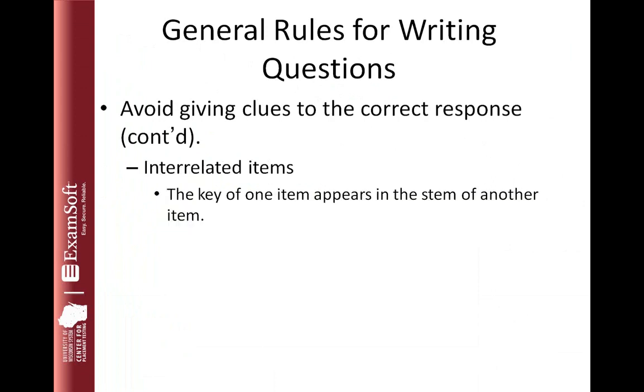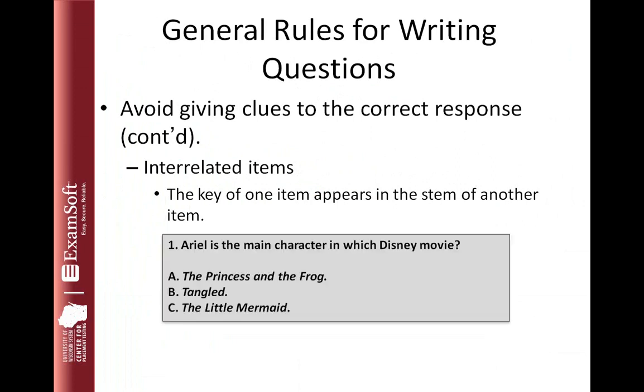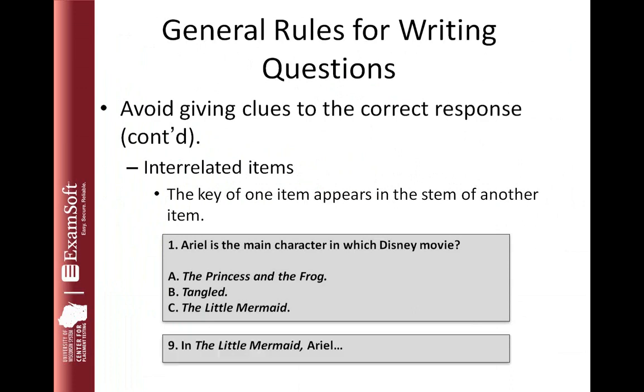We also want to avoid using interrelated items. Sometimes, inadvertently, one of our items actually gives away the correct answer to another item. So if the first item on our test says Ariel is the main character in which Disney movie, and then later I have a question that starts out, in The Little Mermaid, Ariel, I've now told my examinees which movie Ariel is in, and they can go back to question 1 and get the correct answer, even if they have no idea what the correct answer was.